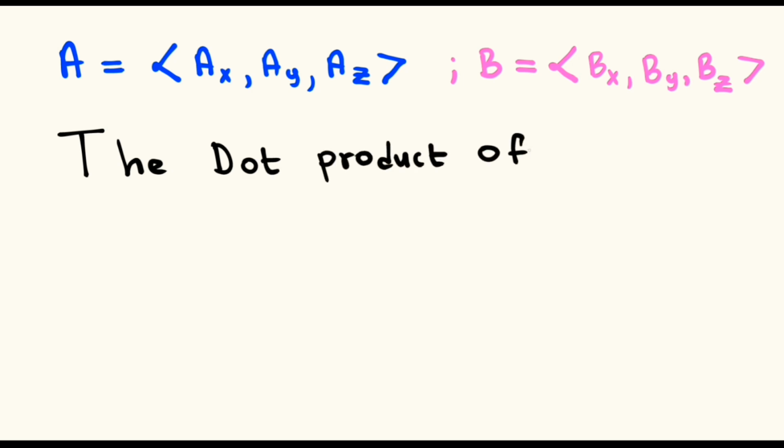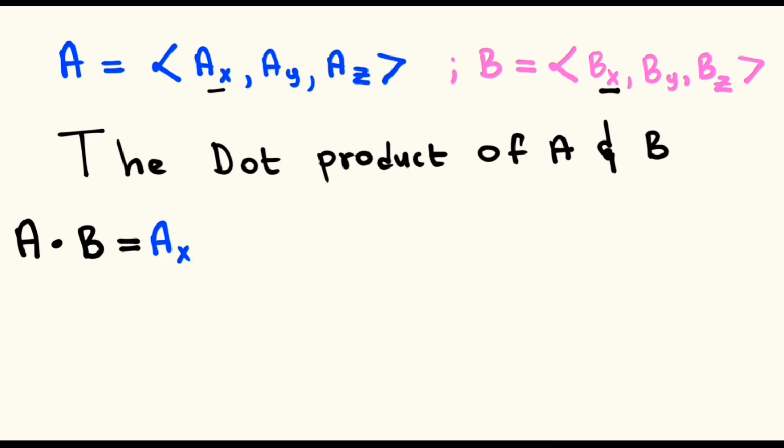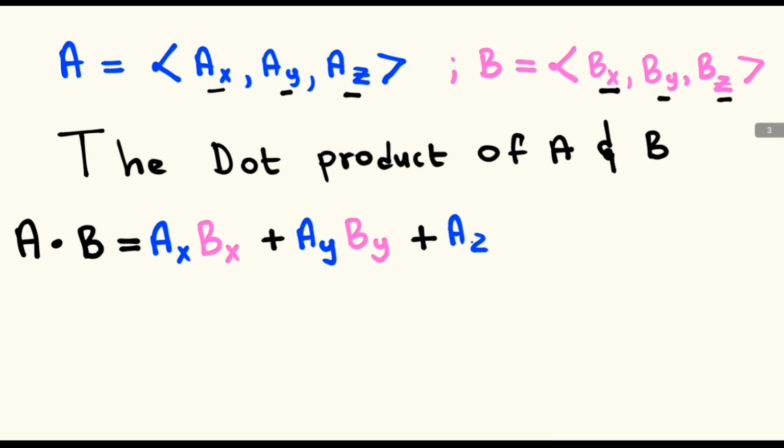The dot product of A and B, denoted by A dot B, will be equal to the x coordinate of A multiplied by the x coordinate of B, A subscript x multiplied by B subscript x, plus the y coordinate of A multiplied by the y coordinate of B, A subscript y multiplied by B subscript y, plus the z coordinate of A multiplied by the z coordinate of B, A subscript z multiplied by B subscript z.